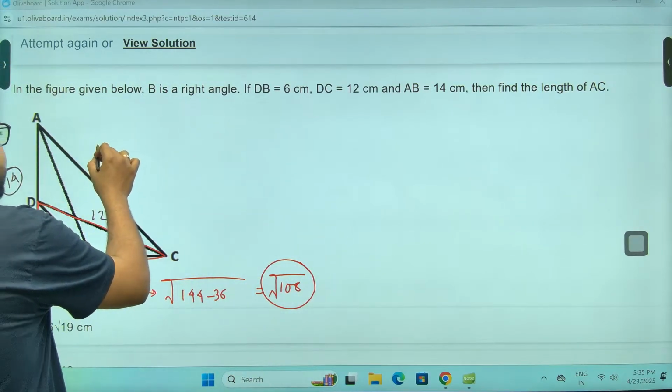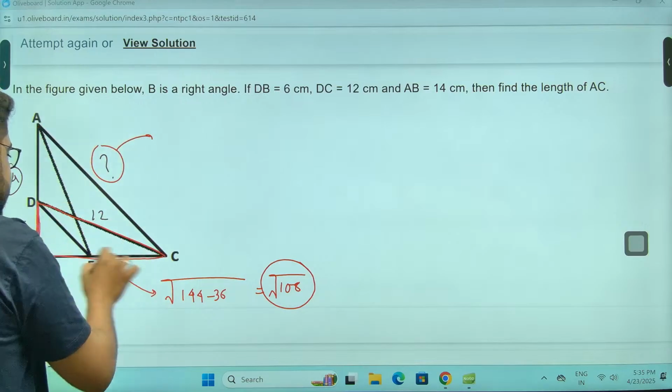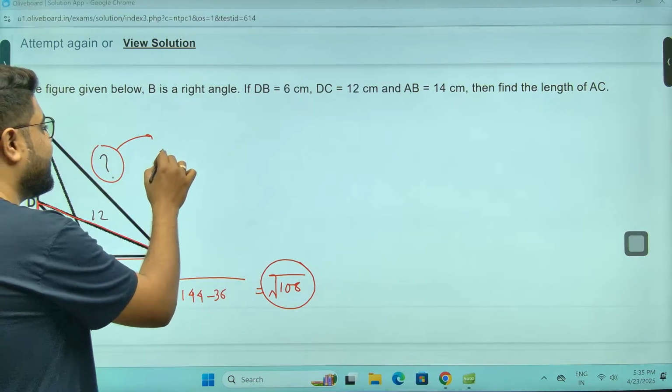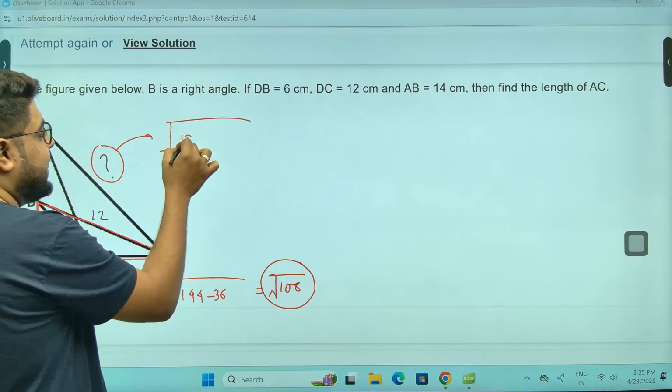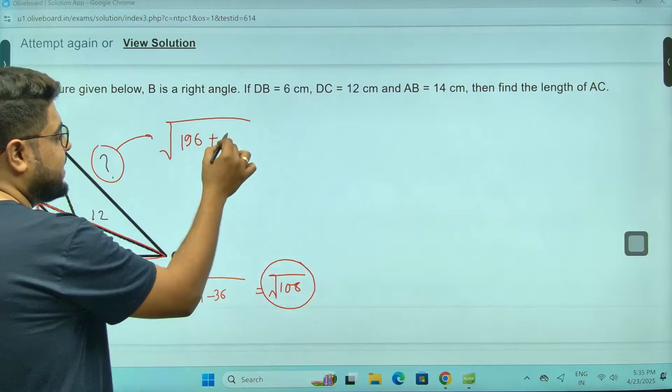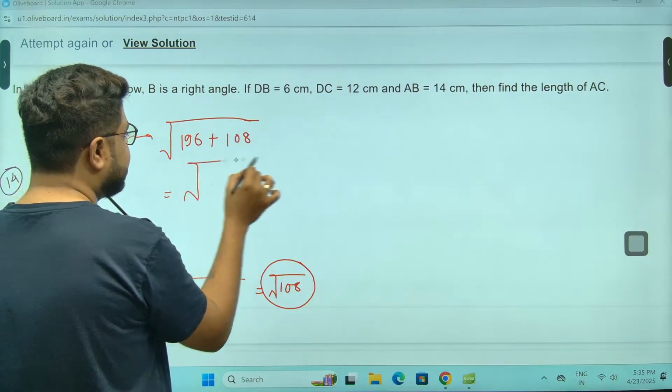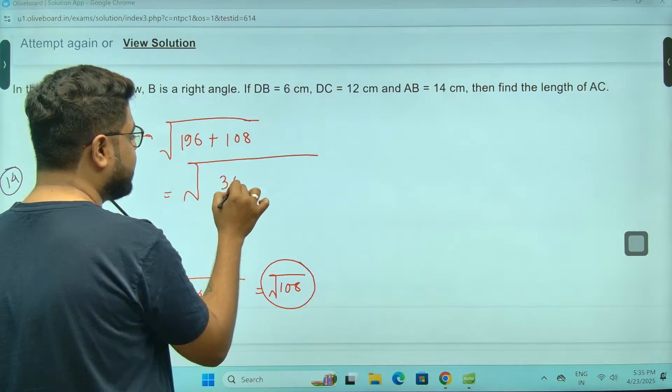Now, I need this side. If you take the whole thing now, this one side you know is 14. This side, I know, is root 108. This side will be what, sir? Root over of 14 square, 196, plus the square of this, which is 108. Sir, 196 plus 108, that is 304.